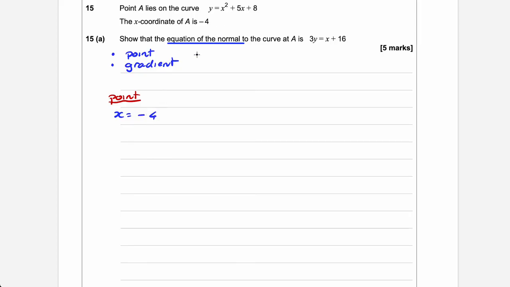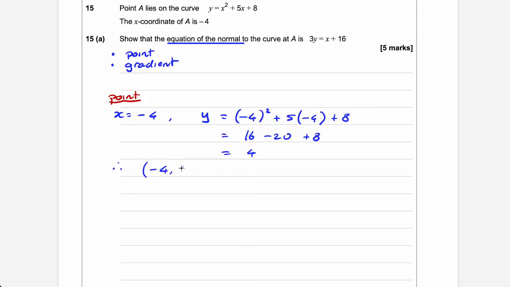He tells us, so x is equal to -4. That means y is equal to -4 squared plus 5 times -4 plus 8, which is 16 minus 20 plus 8, -4 plus 8 is 4. Okay, so the point is therefore -4, 4.